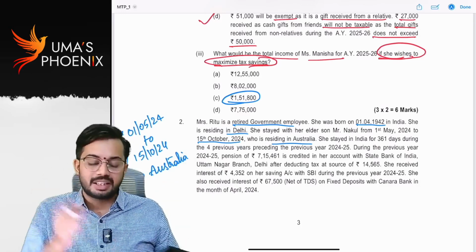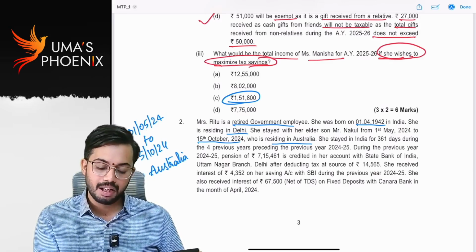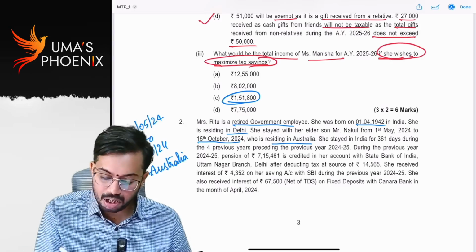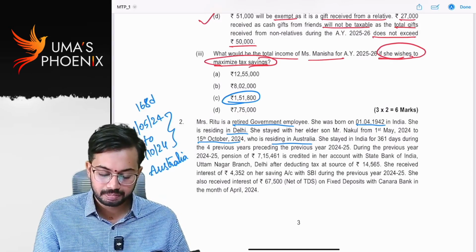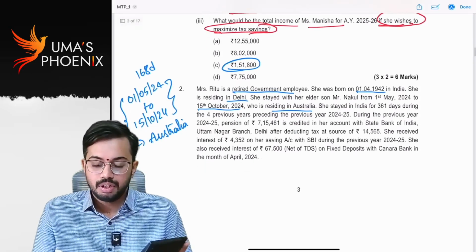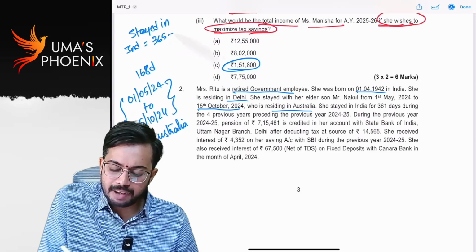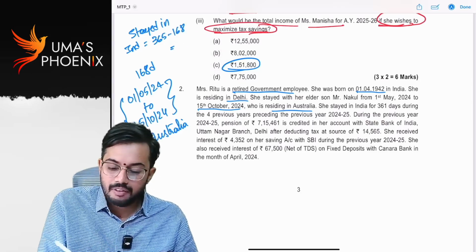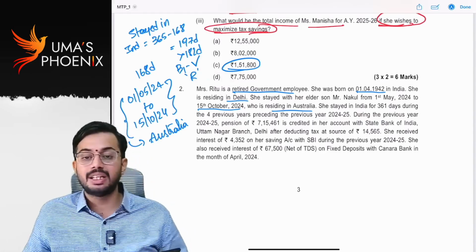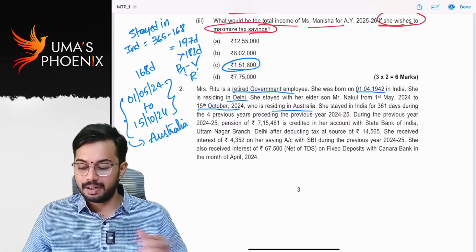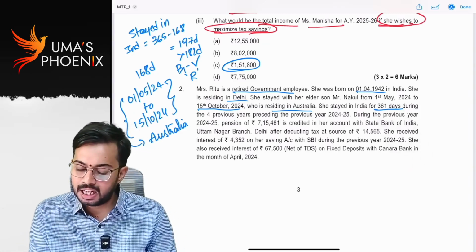So how many days is she in Australia? May 31 days, June 30 days, July 31 days, August 31 days, September 30 days, October 15 days. That means she stayed in Australia for 168 days. How many days did she stay in India? She stayed in India 365 minus 168, which is 197 days. That means more than 182 days. She will satisfy B1. So she becomes resident in India. Is it clear? Are you able to understand? So she stayed in India for 361 days during the 4 previous years immediately preceding previous year 24-25.